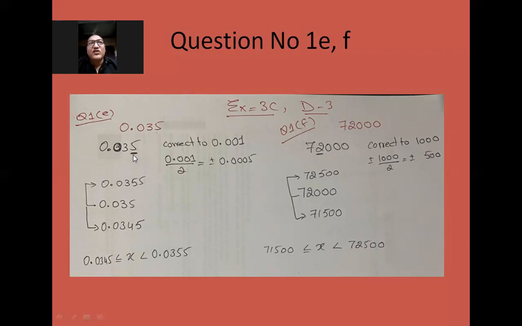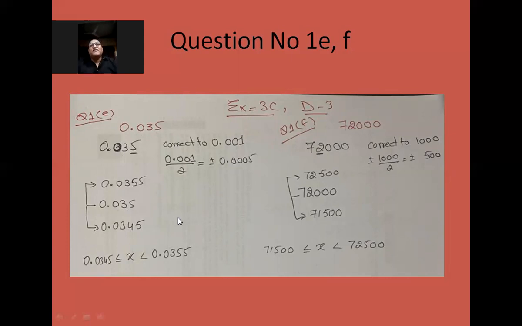So whatever it is correct to, you divide that by 2 and you write it with plus minus. So when you divide 0.001 by 2, you get 0.0005, and with this you write plus minus. So now what you do, the technique is very simple. You take your main measurement. If you add this number to the main measurement, you get the upper bound. From the main measurement, if you subtract this number, you get the lower bound.